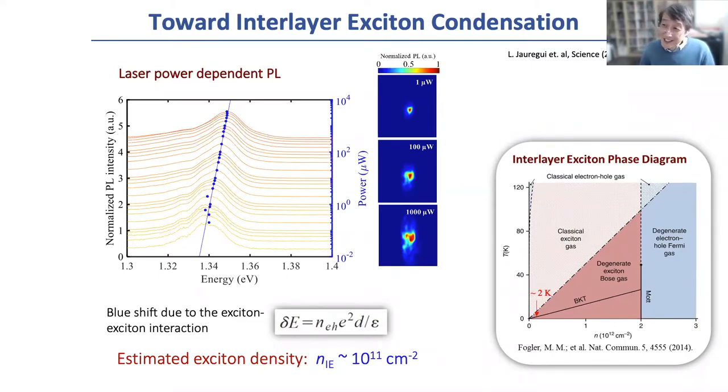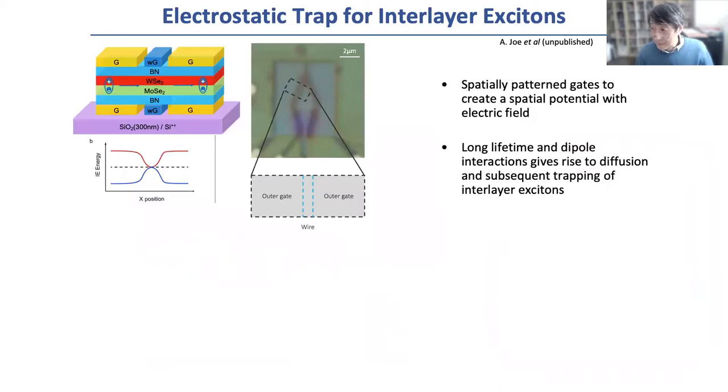So we want to create the exciton by laser excitation, but we want to drive it away from where it was born, to drive it away and condense it in some other location where it's cold, right? To make it cold, well, this means basically what I need is a trap.